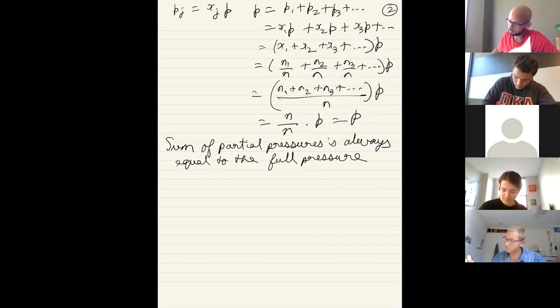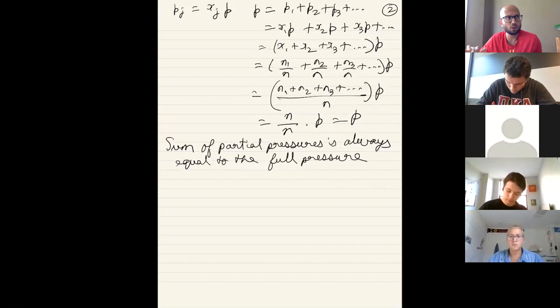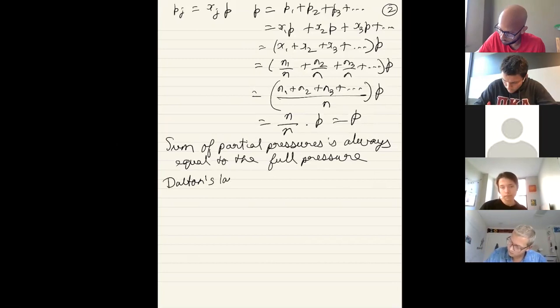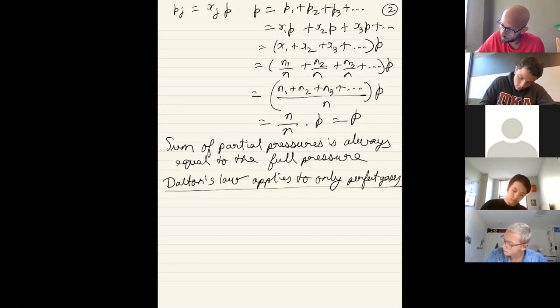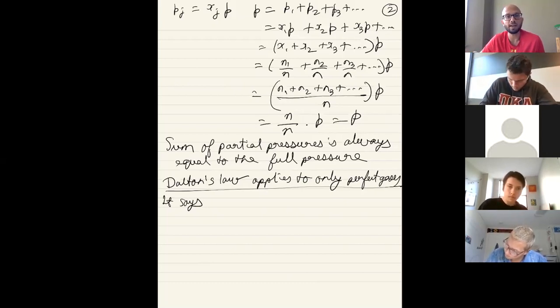So this is true for all gases. However, there is no confusion so far. The confusion comes with something called Dalton's law. Dalton's law applies only to perfect gases. And what that law says is that if the gases were ideal, then they would be oblivious, completely unaware of the existence of any other gas. Indeed, they would be even unaware of the existence of each other, right?